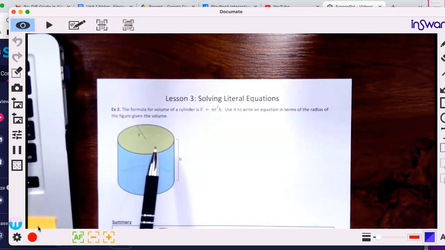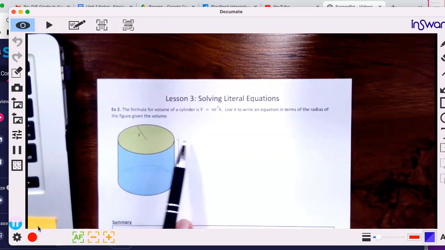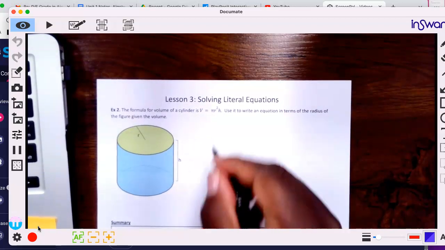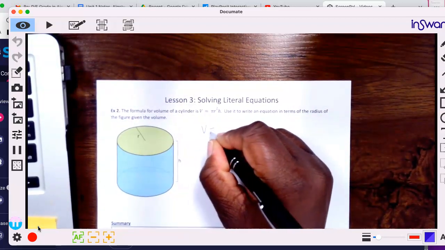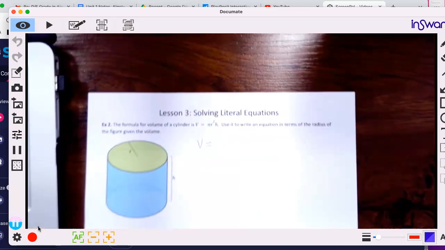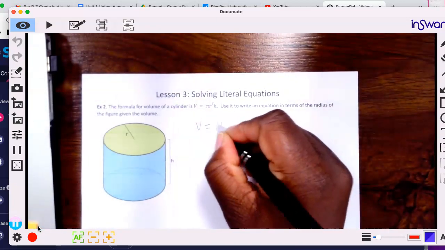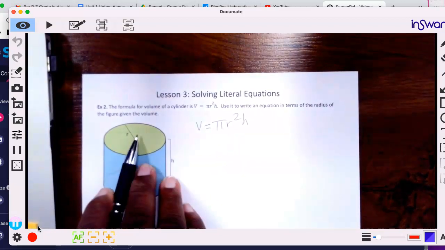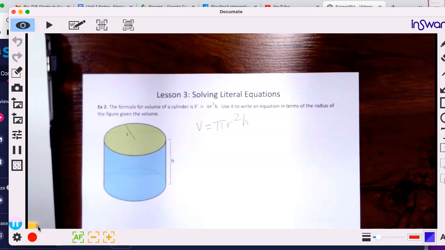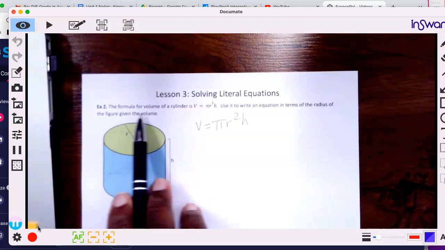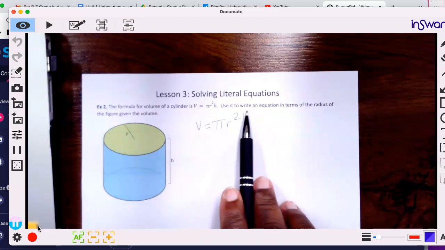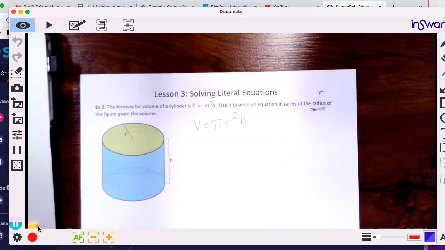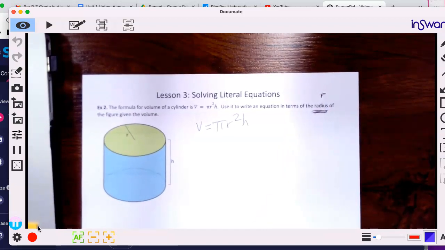Example 2, the formula for volume of a cylinder is V equals pi r squared times H. So V equals pi r squared H. So we're given the volume. We are looking for the radius, which is your R. So we need to move everything with the radius to get rid of the radius.